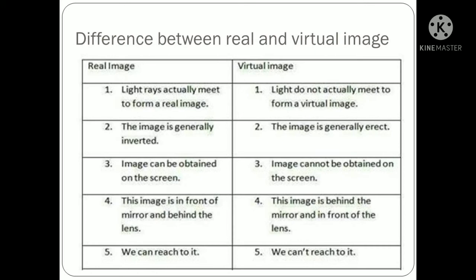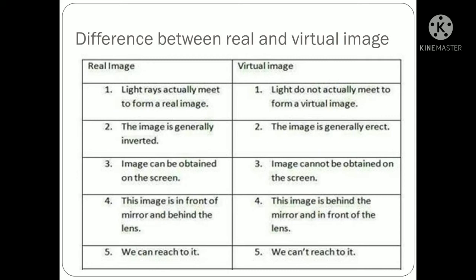Light rays actually meet to form a real image. When light rays come and meet at one point, that is a real image. And in a virtual image, what happens? Light does not actually meet to form the virtual image. A real image is generally inverted, we will always see it upside down, but a virtual image we will always see erect.